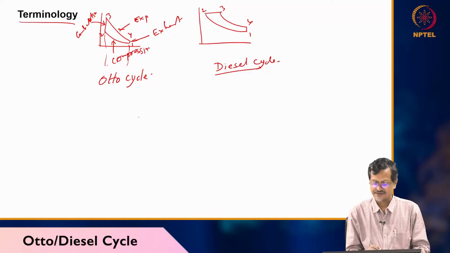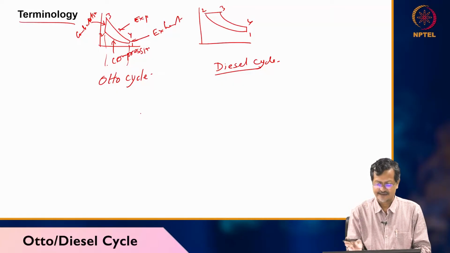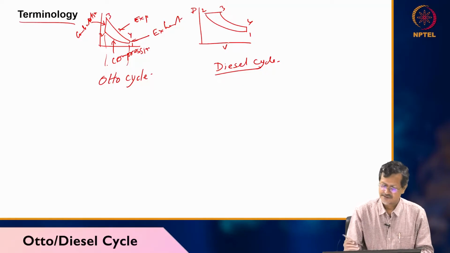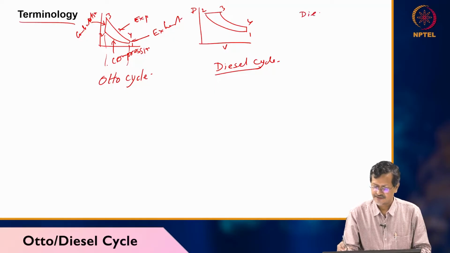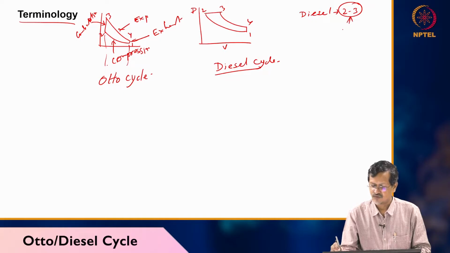So you see the change from the Otto cycle: in the diesel cycle, 2 to 3 becomes horizontal. Okay, so diesel cycle, 2 to 3, this is a constant pressure process.